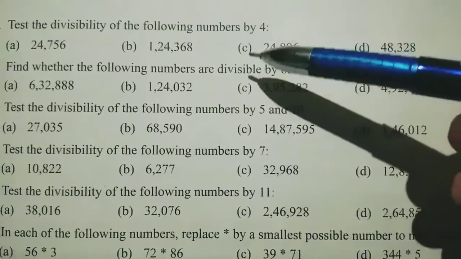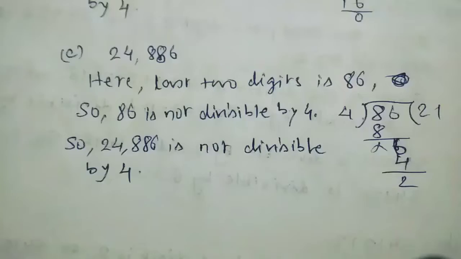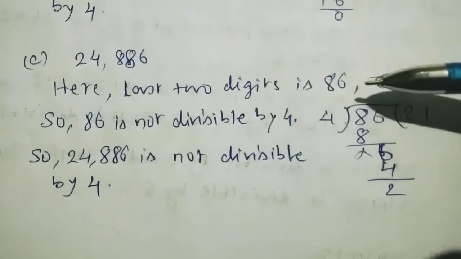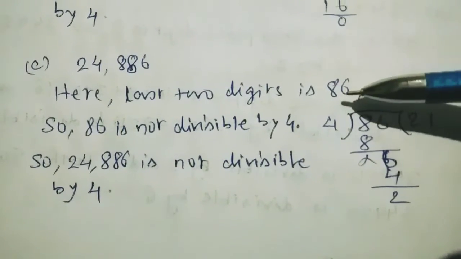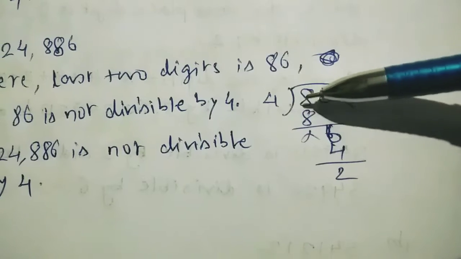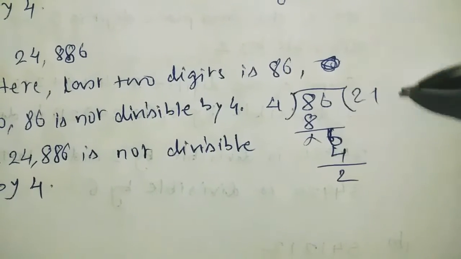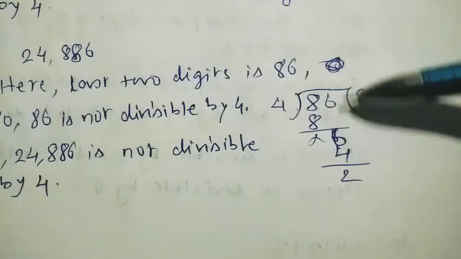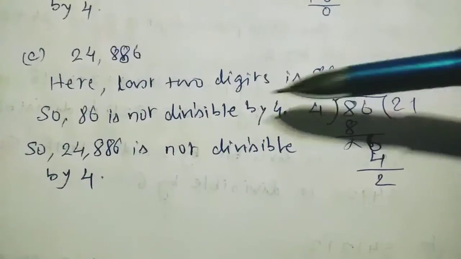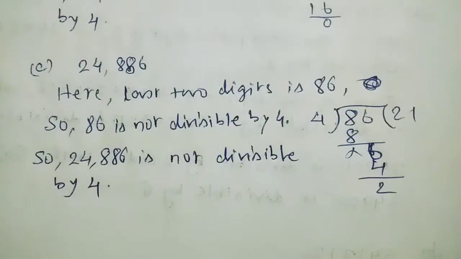So let us see C number. B and D is homework. 24886. Now in C number 24886, the last 2 digits are 86. So we'll check by 4. We'll divide this 86 by 4. When you're dividing 86 by 4, 4 2 is 8, then 6 remaining, 4 1 is 4. So it is 2 remaining. So it is not dividing. So that's why 86 is not divisible by 4. So therefore 24886 is not divisible by 4. In this way you have to write.